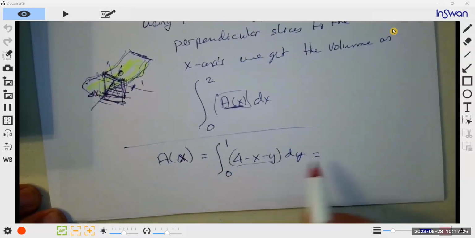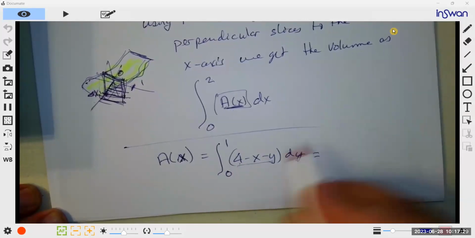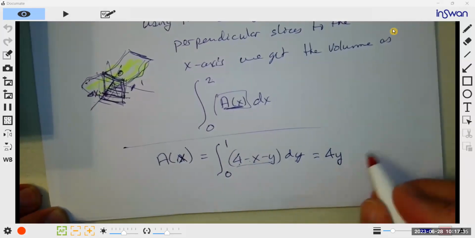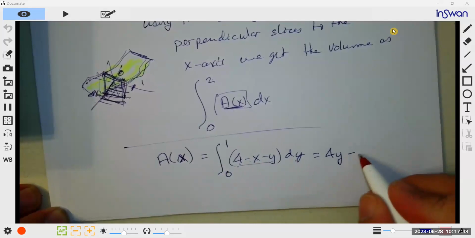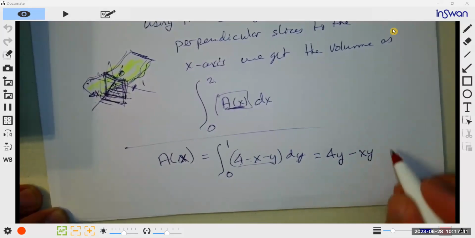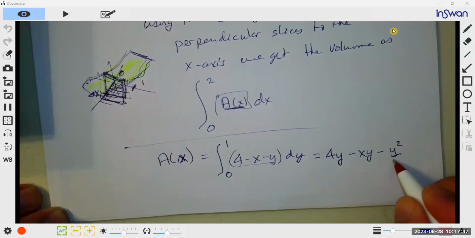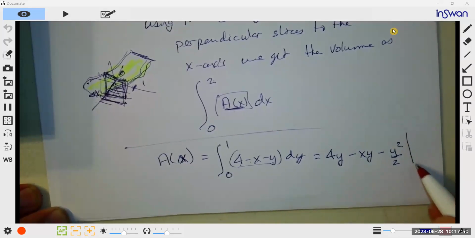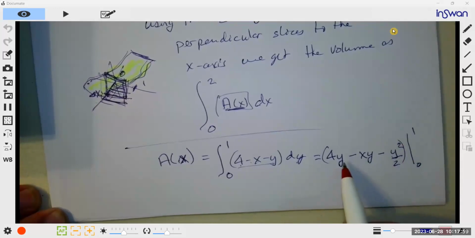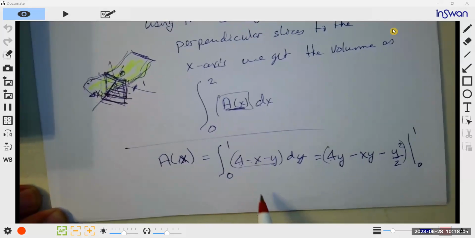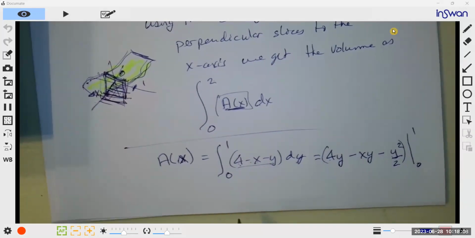So when we take the integral of this with respect to y, we get the integral of 4 is 4y, minus the integral of x with respect to y is xy, and the integral of y with respect to y is y squared over 2. The way you test it is if you take the derivative of 4y, it has to equal 4. If you take the derivative of xy, it has to equal x. So this is the function, this is the derivative of that function.